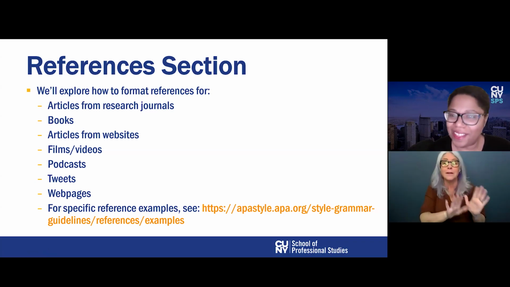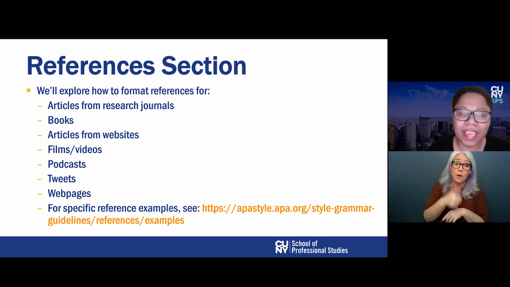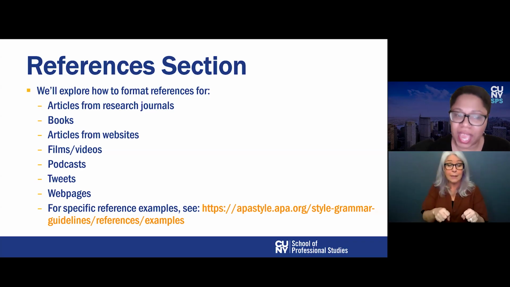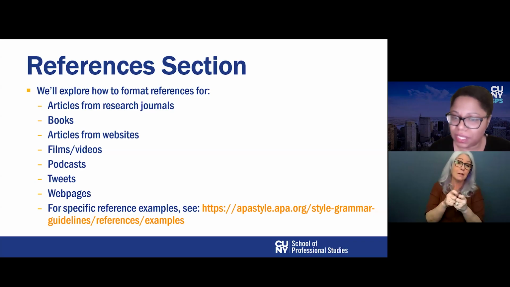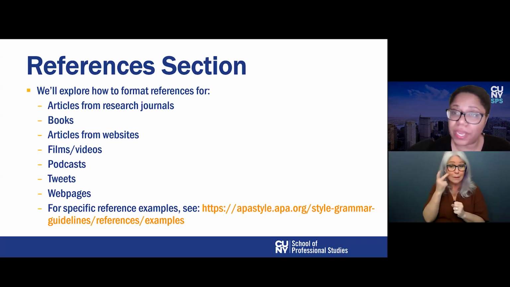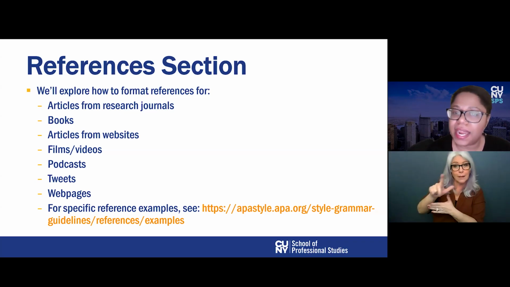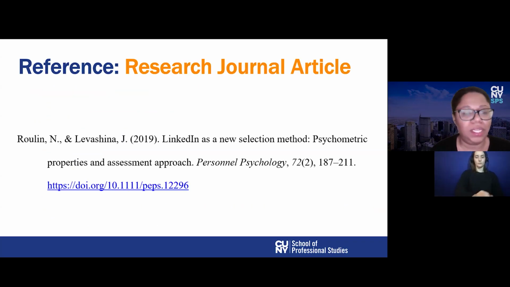But there are many other types that you might potentially cite, and each has rules for how to do so. So you can see specific examples both by going to that online writing lab and the APA style guide at apastyle.apa.org. So first is that research journal article.